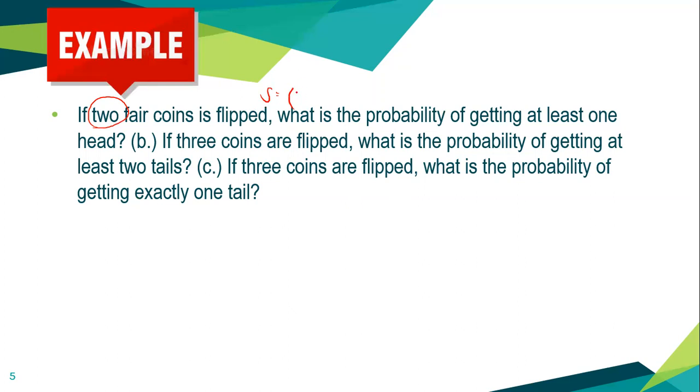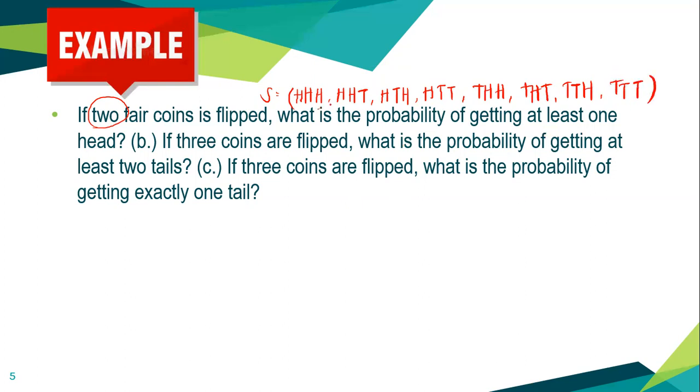Kapag nag-flip ng 3 coin, pwedeng 3 head ang makuha mo, tama? O di kaya 2 head, tapos yung dulong coin or yung pangatlong coin is tail. Pwede din namang yung second coin ang tail. Or parehong tail yung 2 dulong coin. Or pwede din namang yung first coin ang tail, head yung 2 pa. Then we have THT also, TTH, at saka silang 3 ay tail. Tama? So these are the possible outcomes.